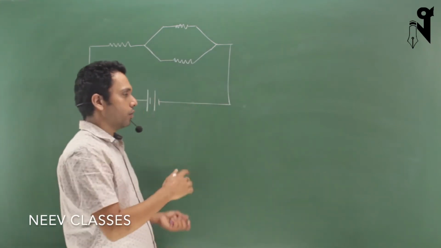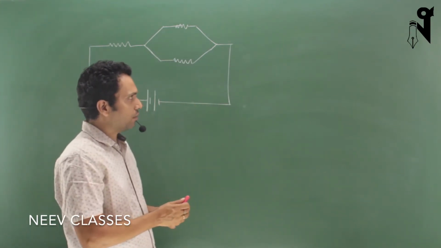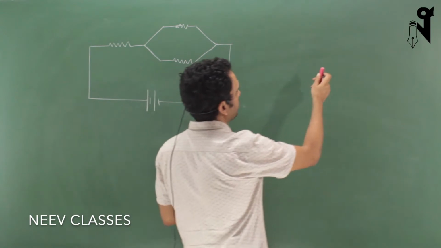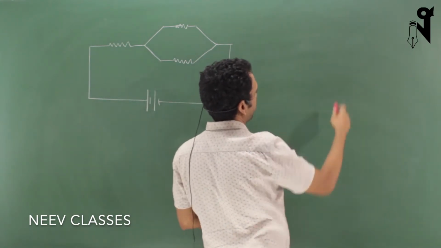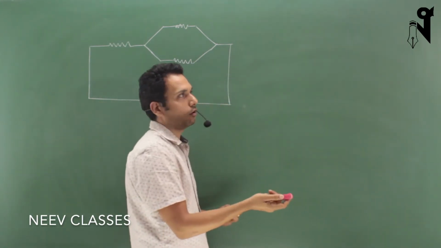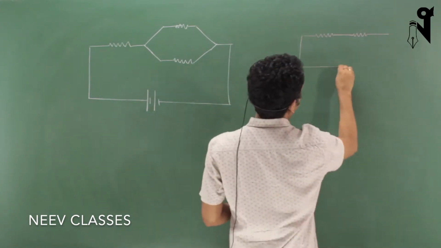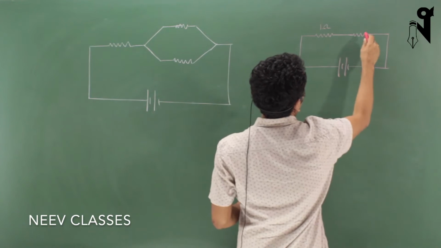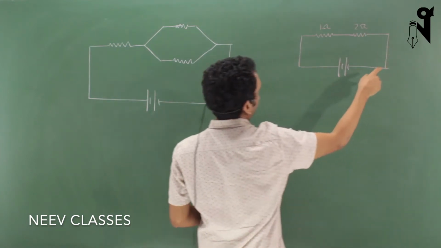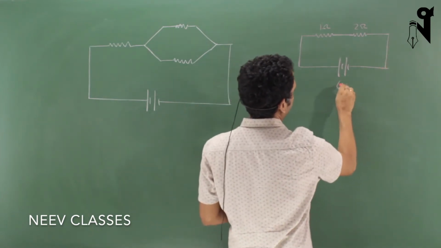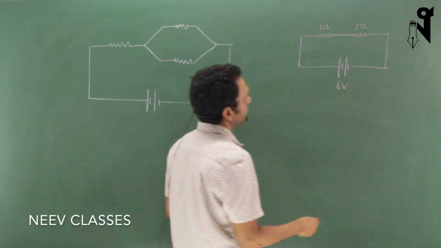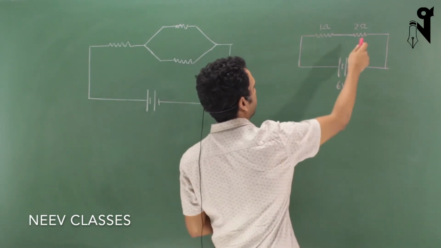And before we go on to do that, let me just recap the very basic. Like if two resistances were in series, what do you do about it? And if two resistances were in parallel, how do you solve that? So suppose a 1 ohm resistance was in series with a 2 ohm resistance and you have a 6 volt battery. Now how do you get what is the current in the circuit?